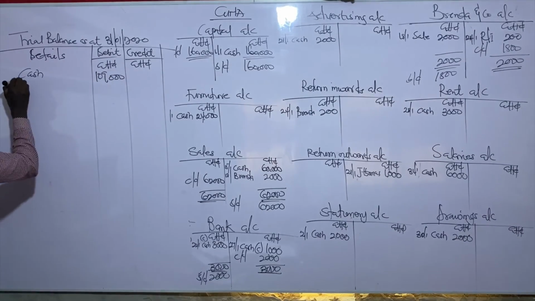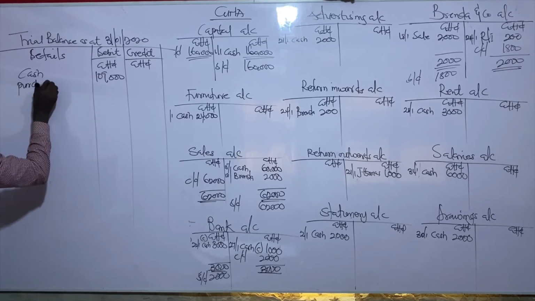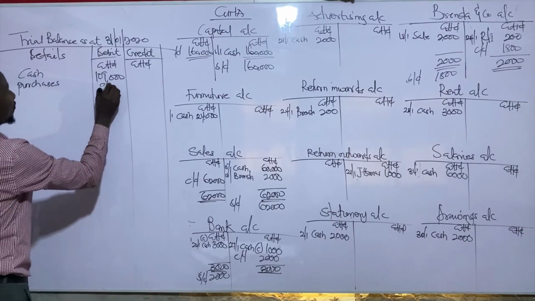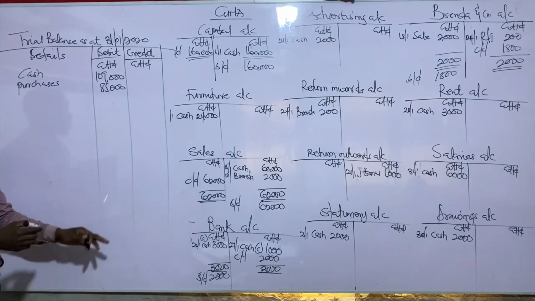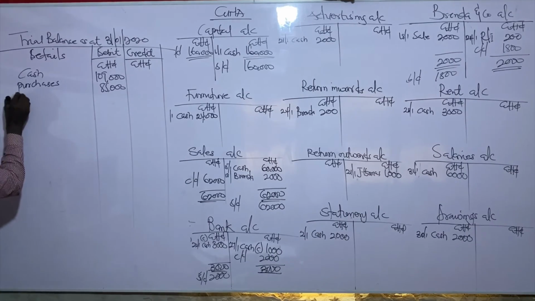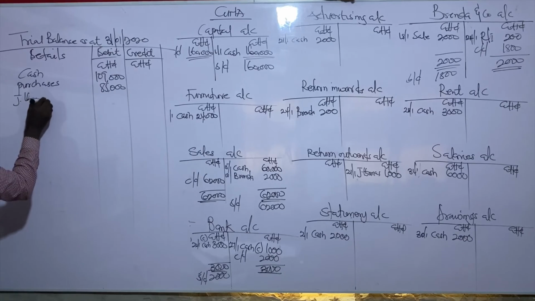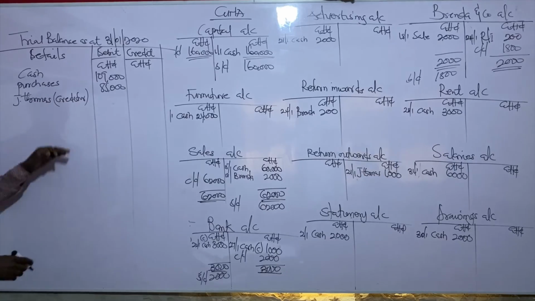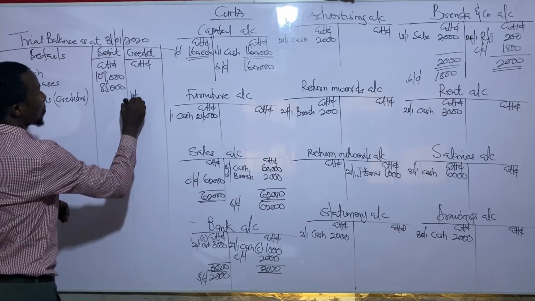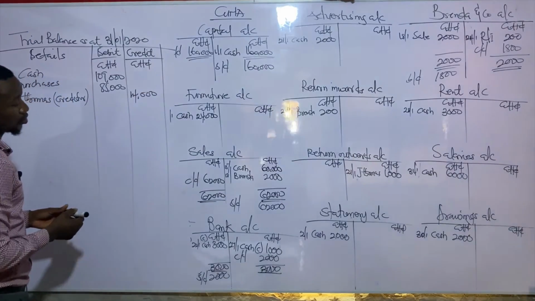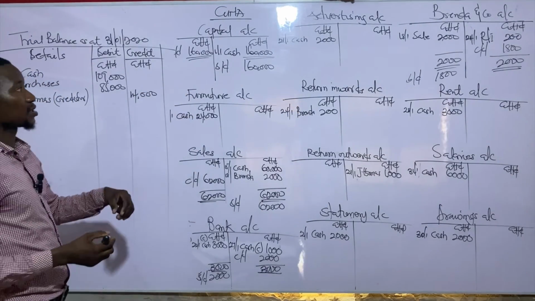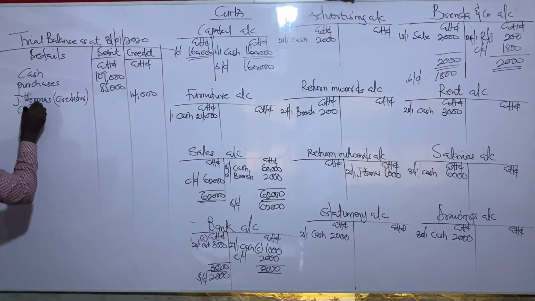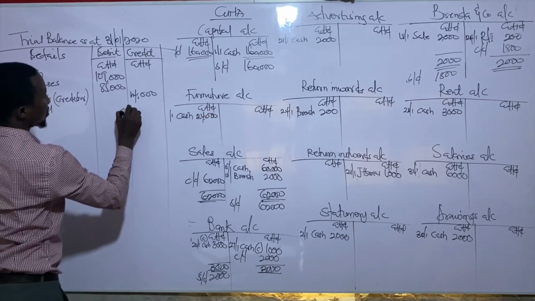We also claimed purchases, and it also has a debit balance of 85,000. Afterwards, we claimed J. Thomas, and J. Thomas is a creditor. The name even tells us all. It has a credit balance of 14,000. Good. After that, we can proceed to look at the rest. Capital has a credit balance. So we have capital, a credit of 160,000.